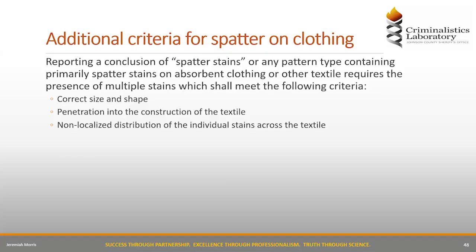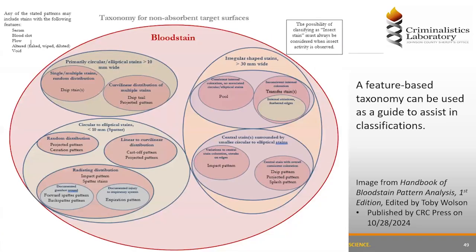Well, what does that mean? It's got to be across the garment. And that's because if you think about when you create an impact pattern or an expiration pattern, how many times is it just on a 2-inch by 2-inch area? It's generally not that. It's across the breadth, across the full width of the garment. So these are requirements that I have.